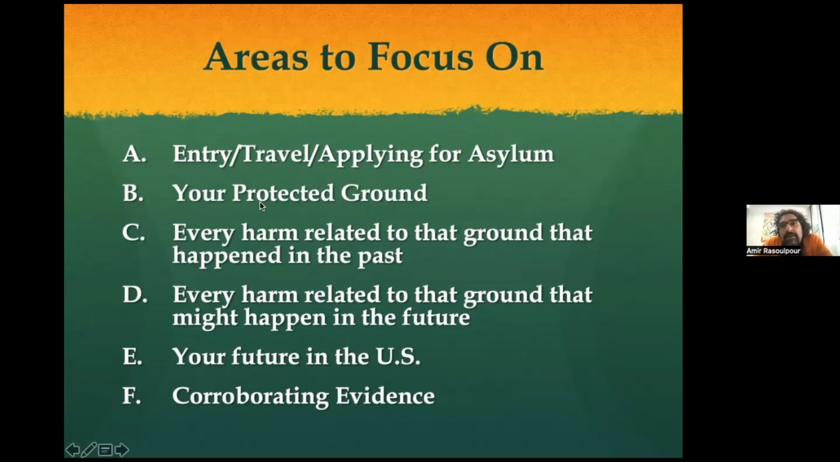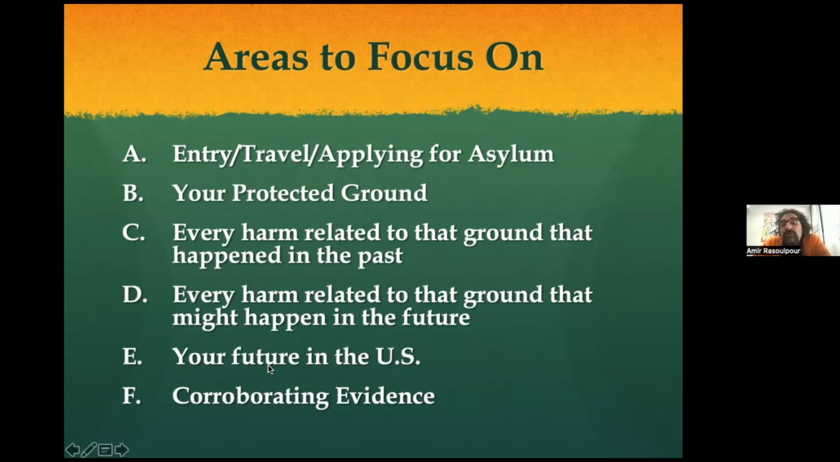So your protected ground, in other words, what is it about you that is the reason you're applying for asylum? All of your past harm, so everything that happened to you related to this ground. And then you want to think about the future. So you're here now in the US applying for asylum, but if you went back, what would happen to you in the future? So every harm related to that ground that might happen to you in the future and why you think that would happen to you.